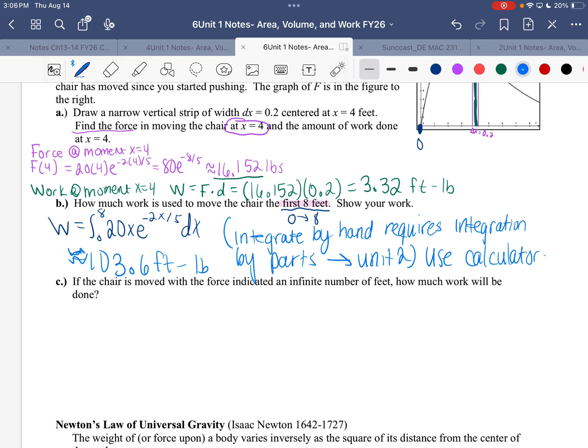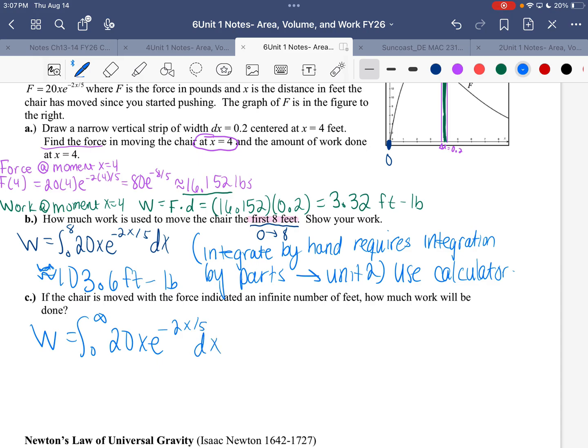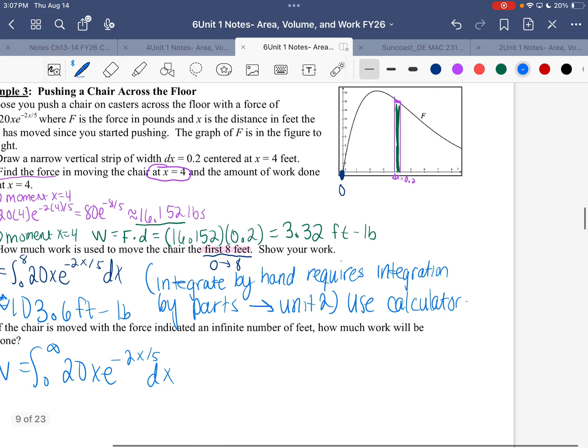Try to set up what you would do to move it infinity feet. And do you think it would actually make sense? Let's look. What would the boundaries be to move it the first infinity feet? 0 to infinity. So moving something infinity feet.